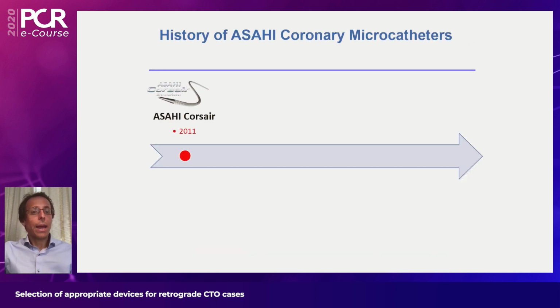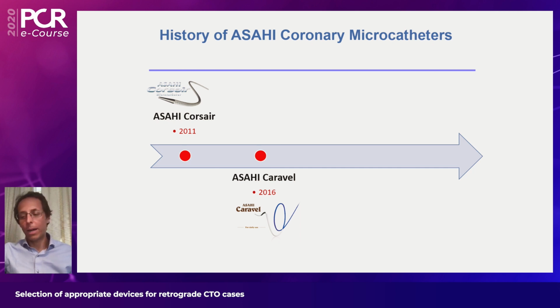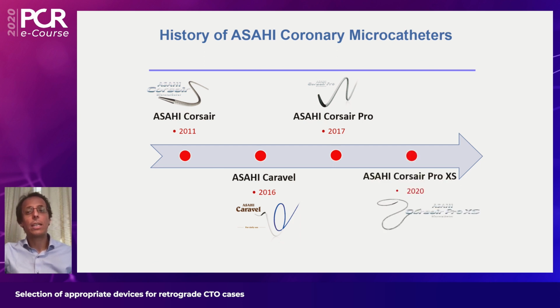The history of the coronary microcatheter actually started in 2011, when Corsair was also launched in Europe. Then in 2016, a lower-profile microcatheter came up from Asahi Intecc, the Caravel microcatheter. In 2017, the Corsair was optimized with its tip and shaft, and it became the Corsair Pro. And now the Corsair Pro XS was launched in Europe in 2020.